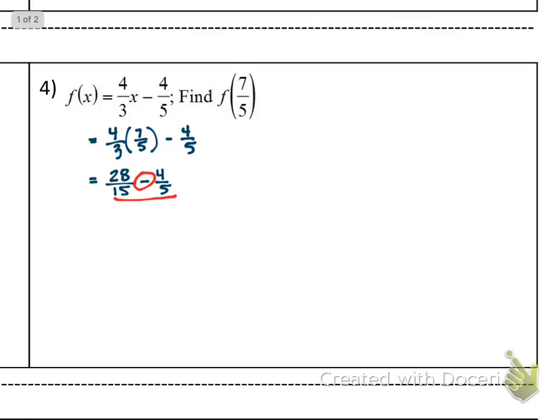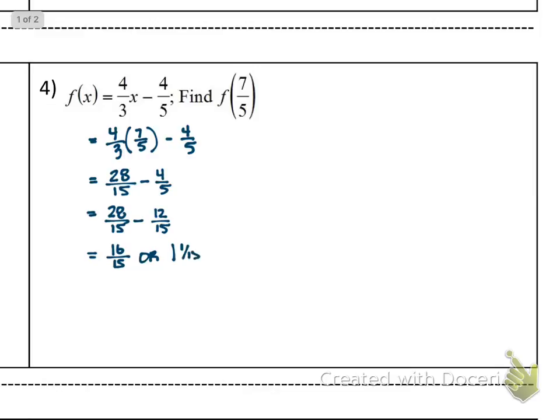Unfortunately, I don't have the same denominator, but I noticed that 15 has multiples of 5 in it. I can't break down 28. I can't divide it by 3, so I can multiply the second one times 3. So I'm going to take 28 over 15, bring it down, and then change the second fraction so that it has 15 at the bottom. I did that for you here. The idea is 5 times what is 15? 3, right? So 4 times 3 is what? 12, right? So we're going to leave that there. Now we can subtract the numerators. 28 minus 12 is 16 over 15.